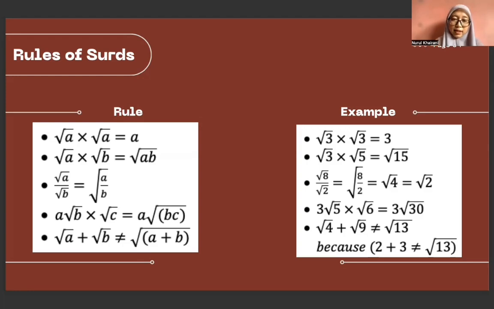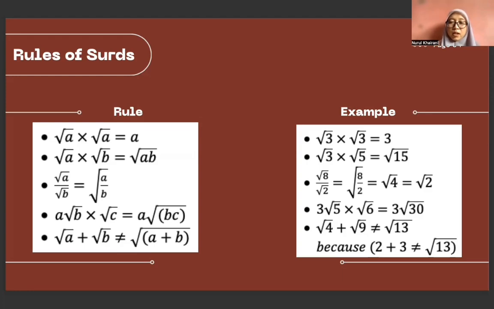The third rule is for division. The square root of a divided by the square root of b is equal to the square root of a over b. For example, the square root of 8 divided by the square root of 2 equals the square root of 8 over 2. This becomes the square root of 4, which is 2.